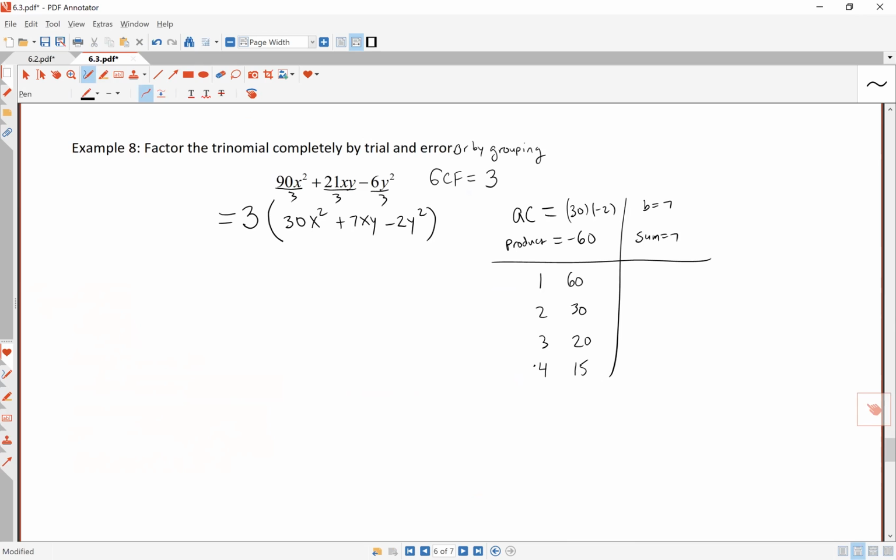One of these needs to be negative, and that puts me at 11. 5 and 12. That's the pair of numbers that does it for us, -5 and 12. So we replace the 7xy with -5xy plus 12xy.